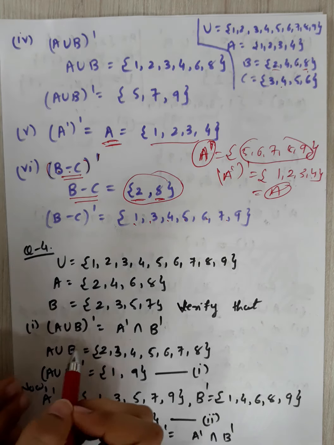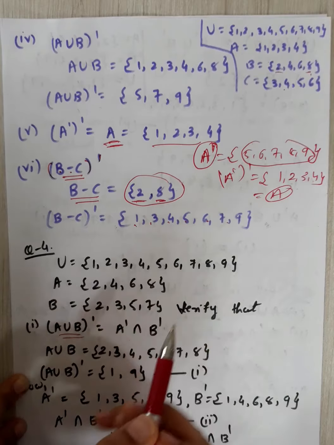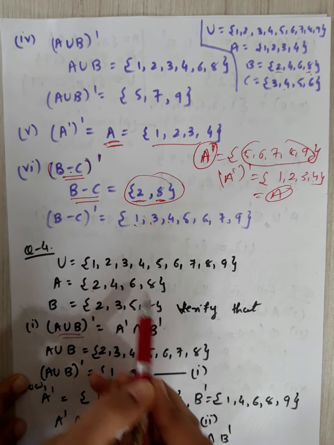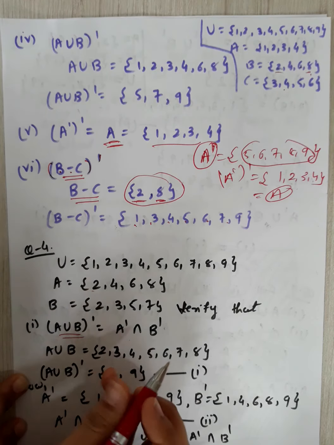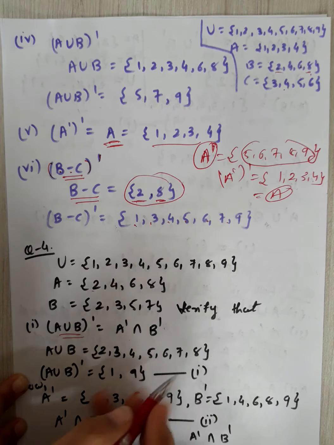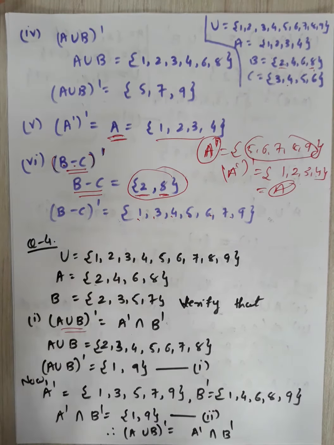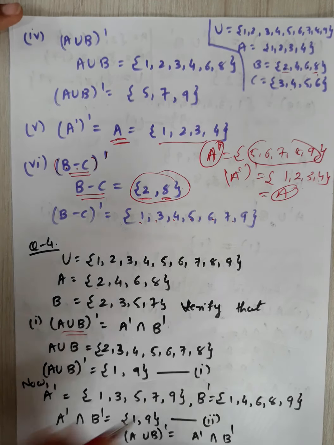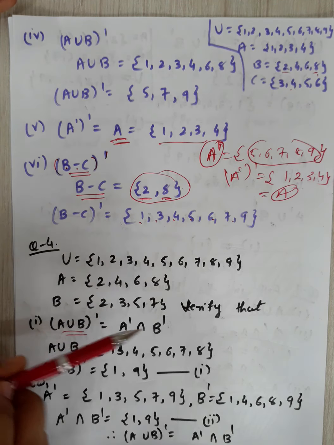So first of all find A union B. First of all, LHS. A union B is equal to 2 3 4 5 6 7 8. Now you have to find the dash of it. So apart from these elements, (A union B) dash is equal to 1 9. This is our LHS.